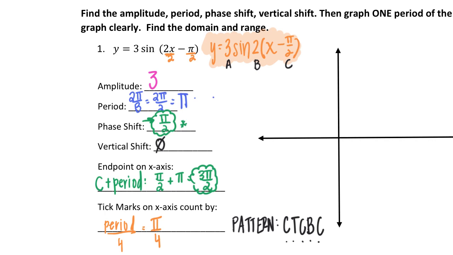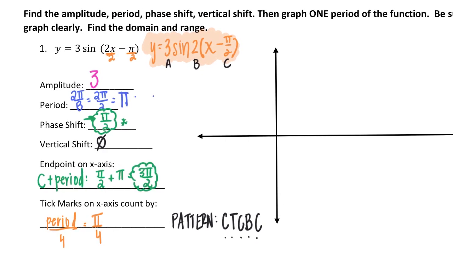Pause and rewatch if any of these different transformations along in this column were confusing, because now we're going to go along and we're going to label our x and y axis. Starting out with the vertical shift. Since there is none, that means our center line is 0. The amplitude, however, is 3. So that means we're going 3 above and 3 below the curve.